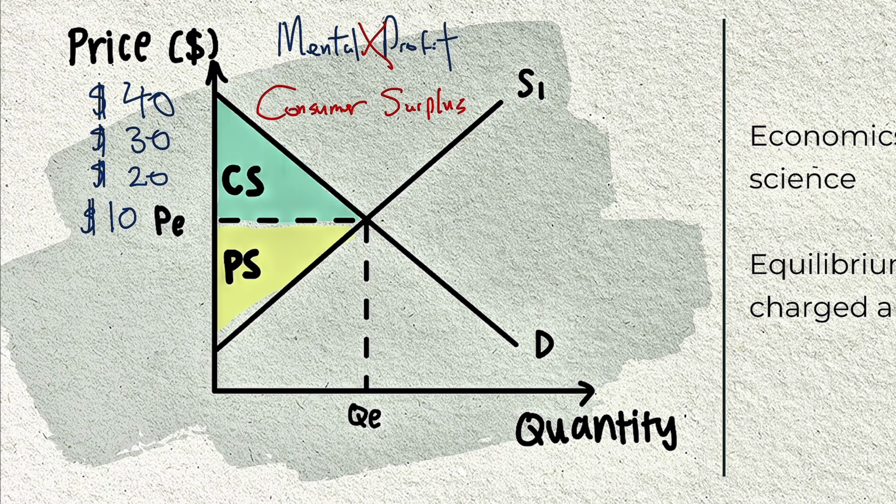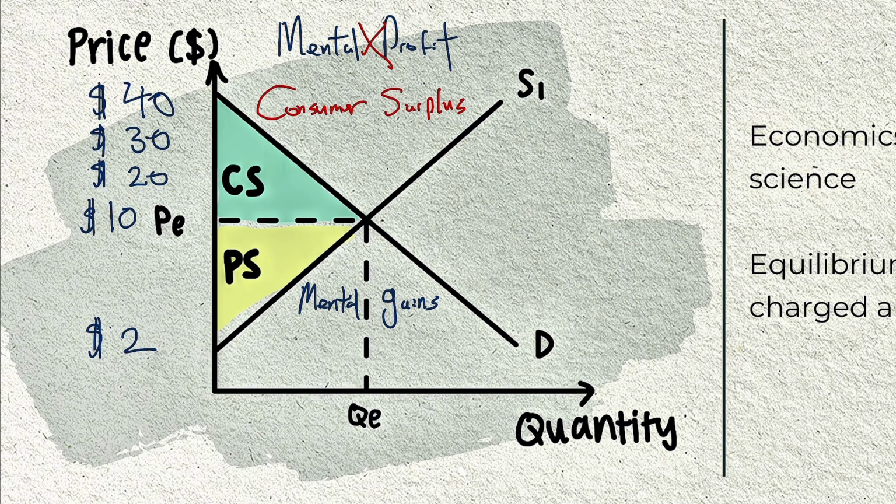The same concept applies for the producer surplus. For example, your school canteen has got 5 different vendors, and they are willing and able to sell their sandwiches at the price of $2. However, the equilibrium price is $10. So they make a mental gain of $8.